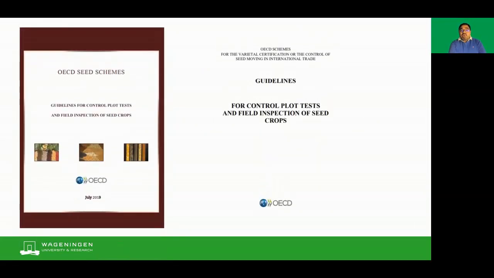And again, how to do the control plot test for field inspection of field crops, there are the OECD seed schemes already there. These documents will be there in the links in this learning management system, so with those links, you can access them. These are very authentic as well as comprehensive documents which we can follow on how to do the field inspections. Whatever I'll be discussing today is based on the guidelines already published in these documents.